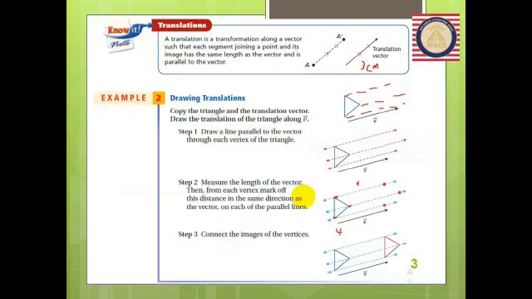And we talked about how to make a translation. We said that we're going to make a line parallel to the vector of the translation. The vector shows me the direction of the translation and the magnitude, or the distance, of the translation. The magnitude of the vector is my distance, and the parallel line is the direction. Then we measure the length of the vector, take it from each vertex of the figure, and at the end we connect the points.